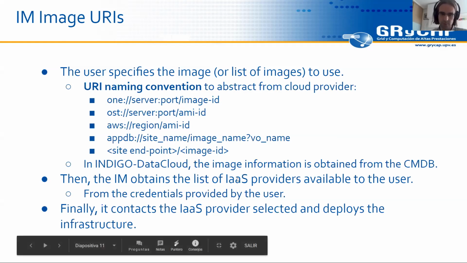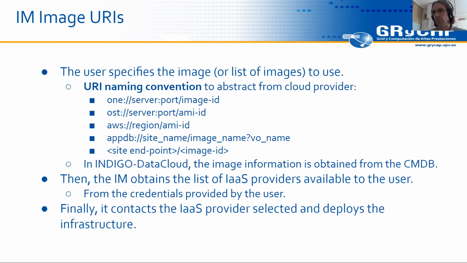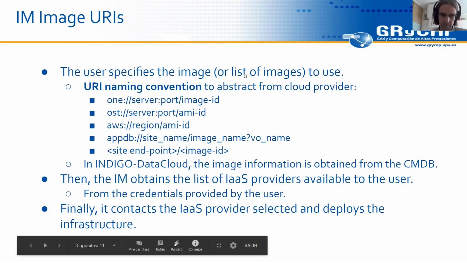The IM tries to obtain the list of IaaS providers from the credentials that are provided by the user. So in this way, the IM does not store the credentials of the users, and the users have to provide these credentials in the code to the IM API.